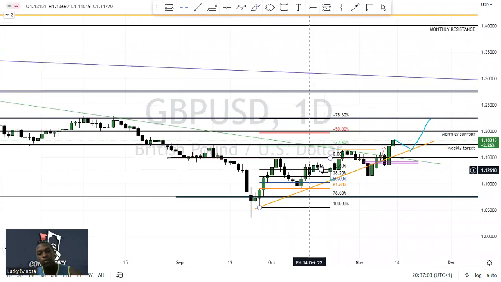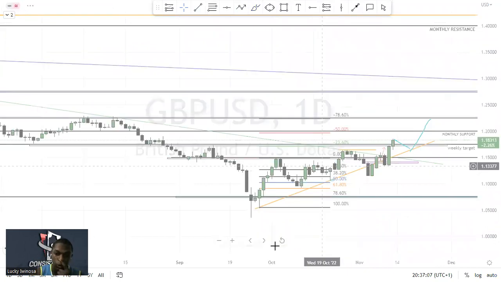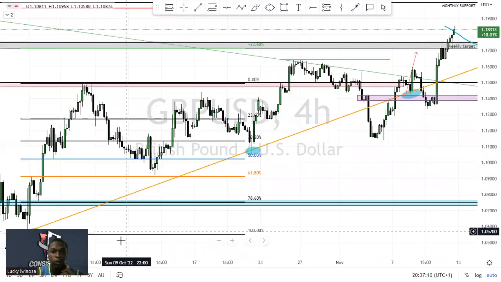All right, folks. 4 hours time frame. Let me just quickly go over it, and then we'll move straight to GBP JPY and Euro JPY, so that we'll call it a night.